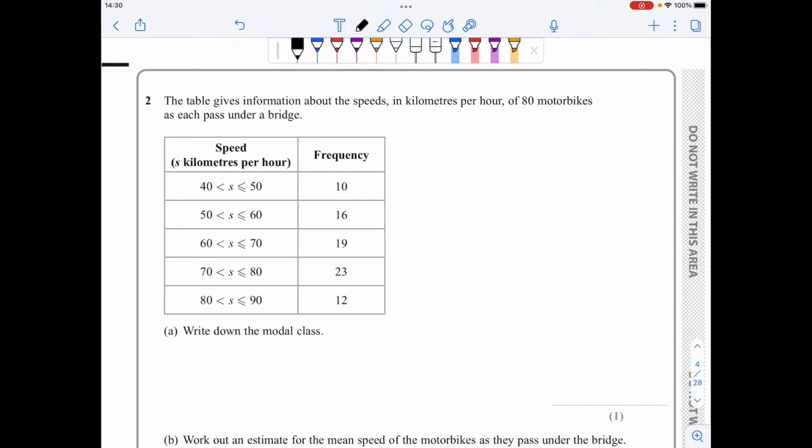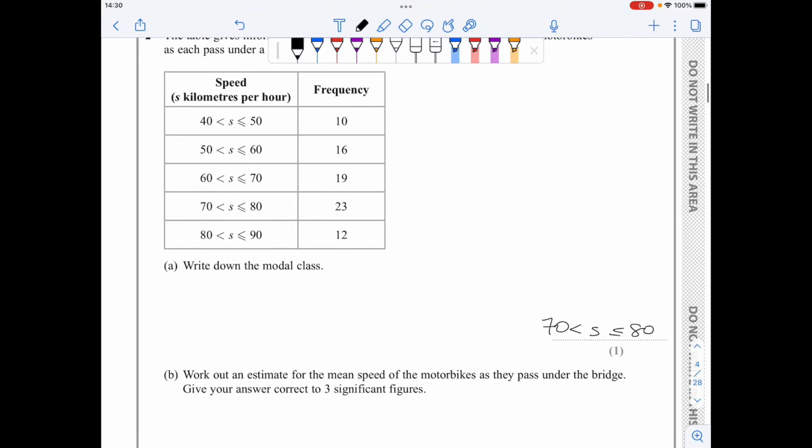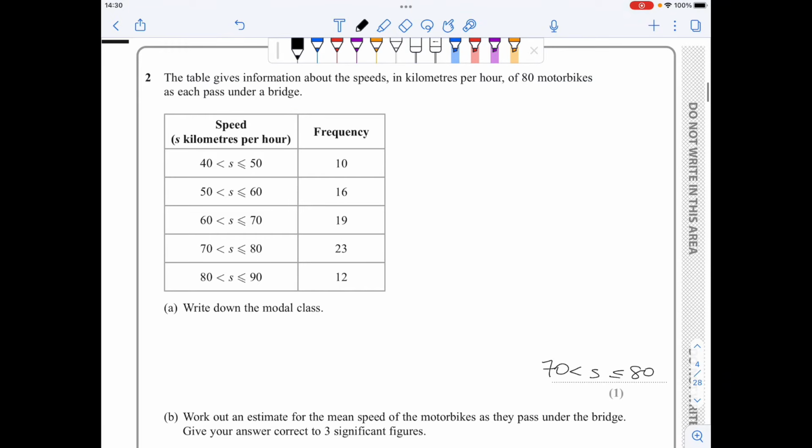For question 2, to find the modal class, I need the highest frequency, and this is for a speed between 70 and 80, so that's my modal class. For part B, I need to work out the mean speed. To do so, I will need to find the midpoint of each category, and then I'll need to multiply this by the frequency. So let's create 2 new columns.